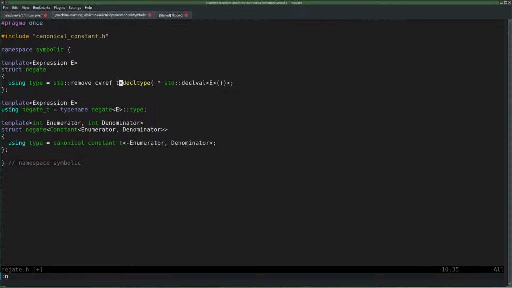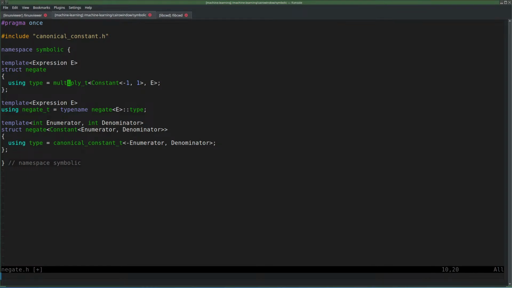Should the multiply then not already do that? Dude, just multiply. It's more like multiply is not using negate. Let's put it that way. Multiply constant minus 1. I think I have to type that with E. So by default, we multiply the expression with minus 1. And if it's a constant, we just negate the numerator.